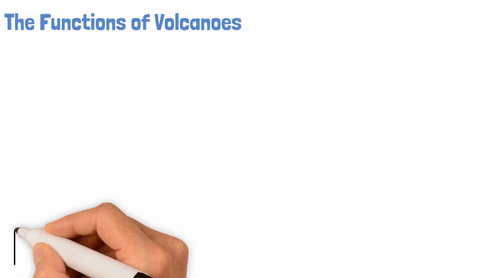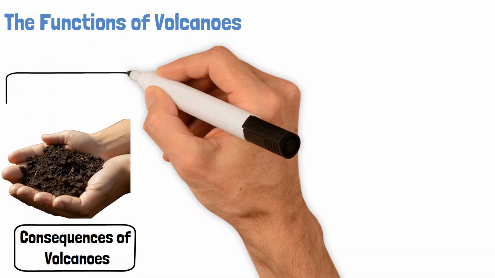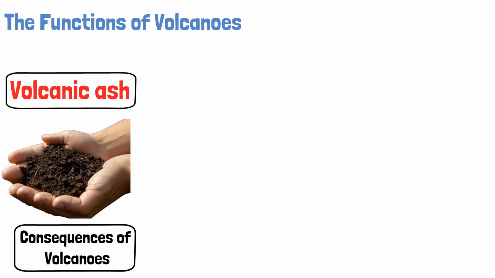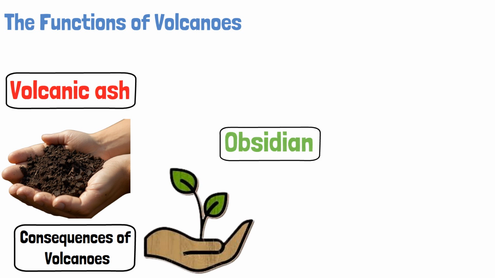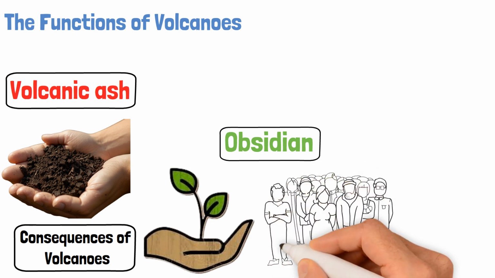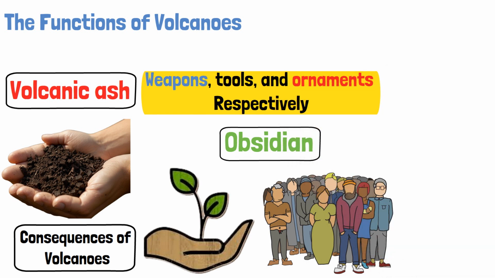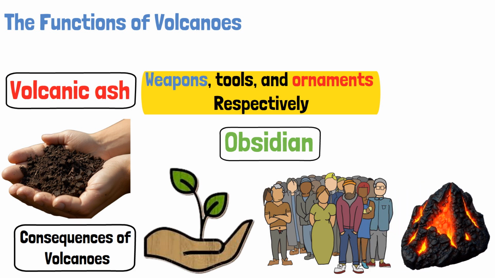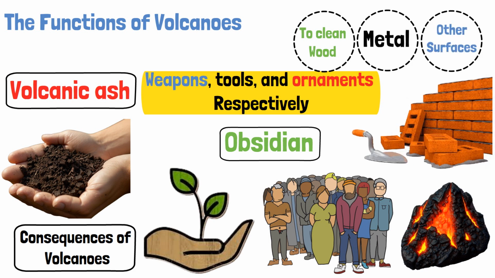The functions of volcanoes. There is some degree of safety associated with the consequences of volcanoes. Andesol, which is a type of soil that contains volcanic ash, is beneficial for agricultural growth. In addition, the volcanic glass known as obsidian has been utilized by a great number of the world's peoples to make weapons, tools, and ornaments respectively. Additionally, the volcanic stone known as pumice is utilized by people to clean wood, metal, and other surfaces, as well as for the establishment of building materials.